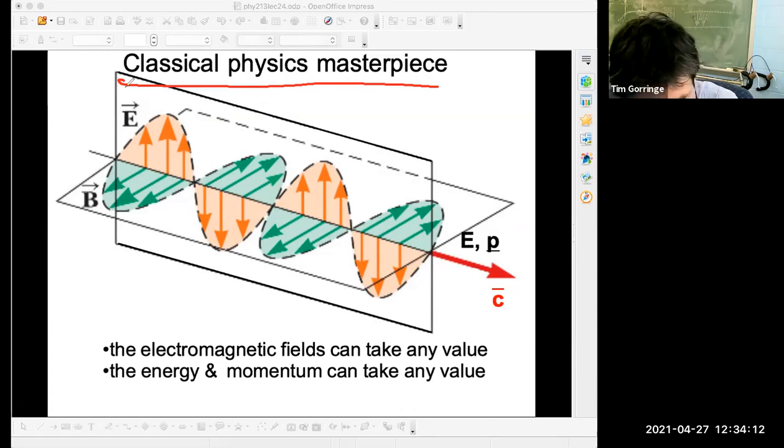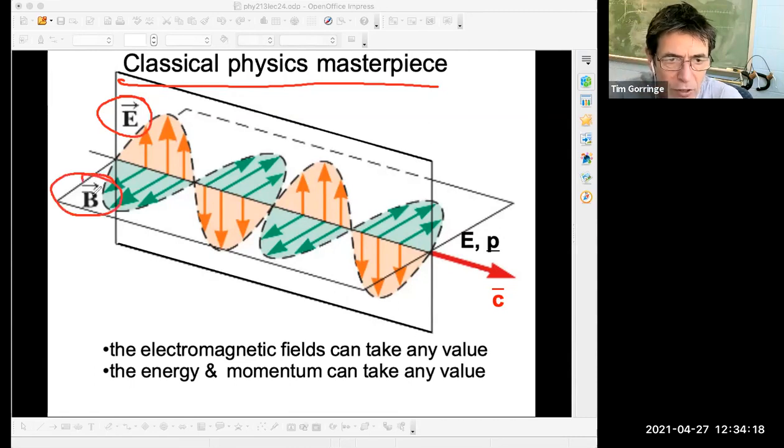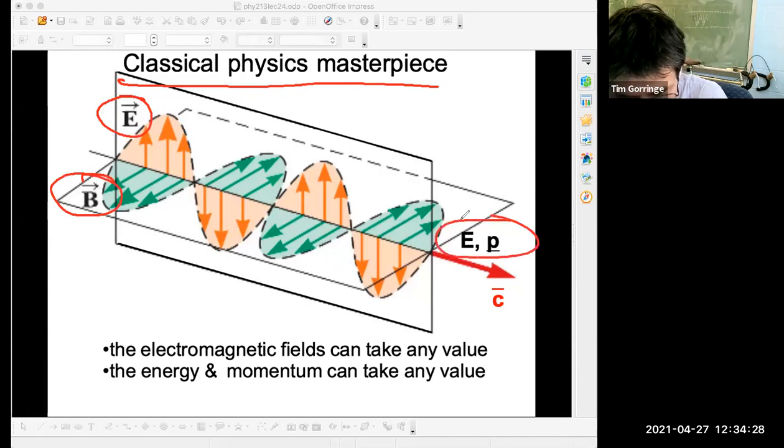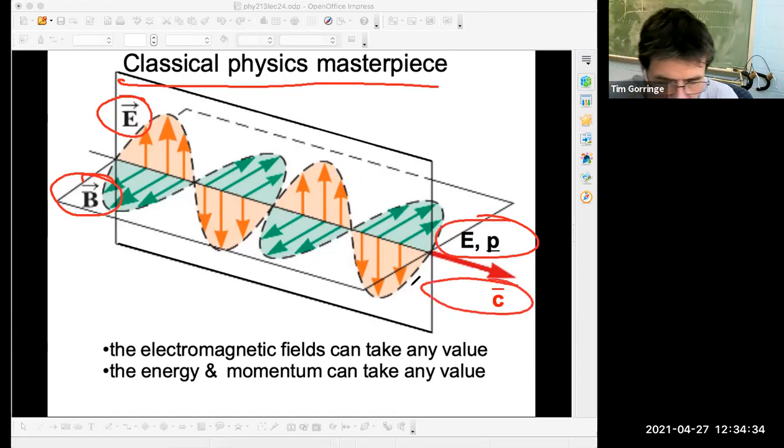We see an electric field in orange. We see a magnetic field in green. We see them oscillating, vibrating together, propagating together, self-sustaining together. They carry energy and momentum. They transport energy and momentum, and they move at the speed of light.